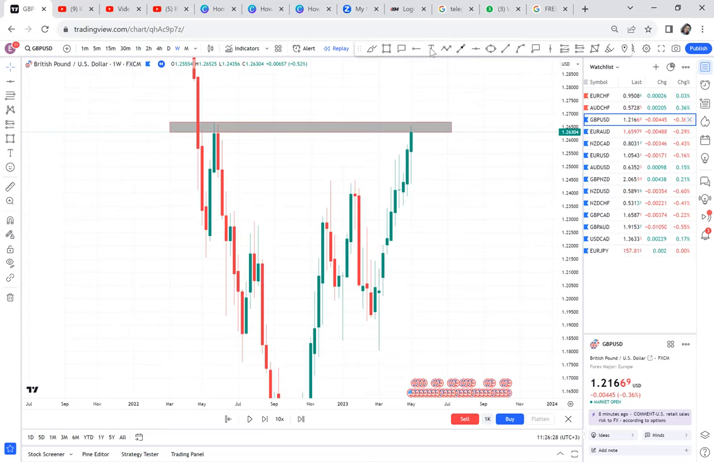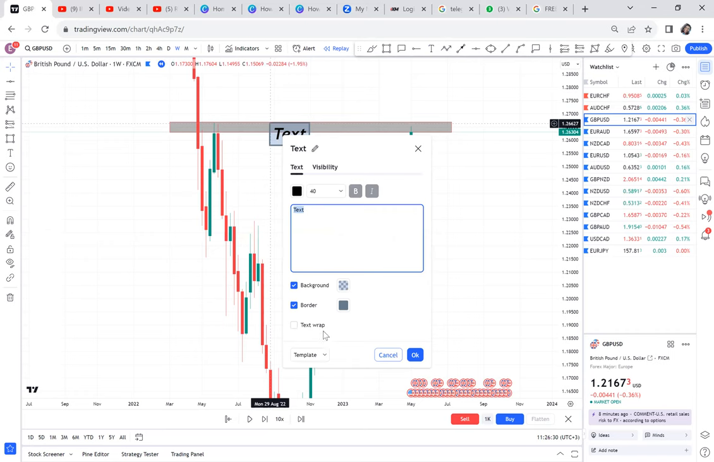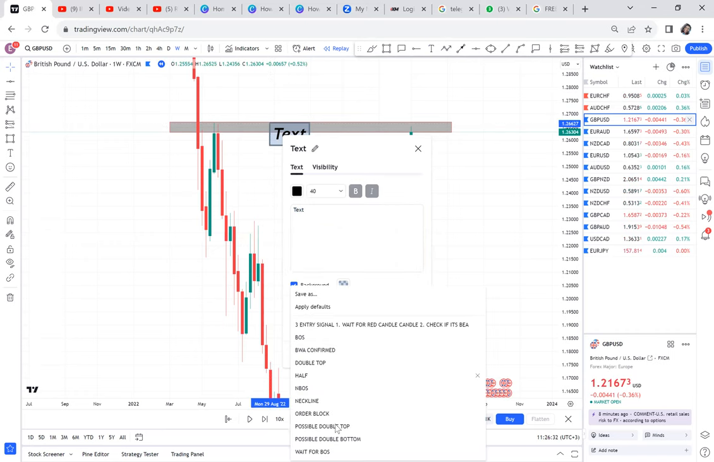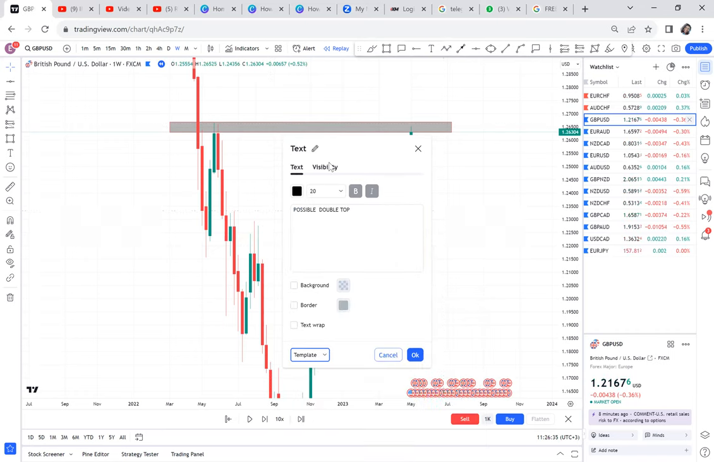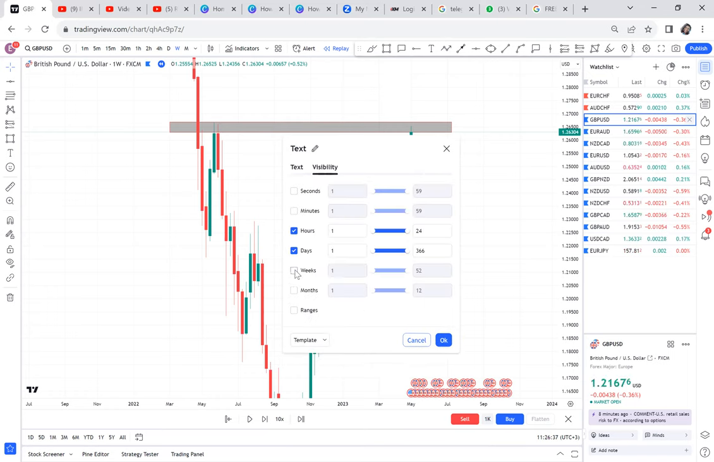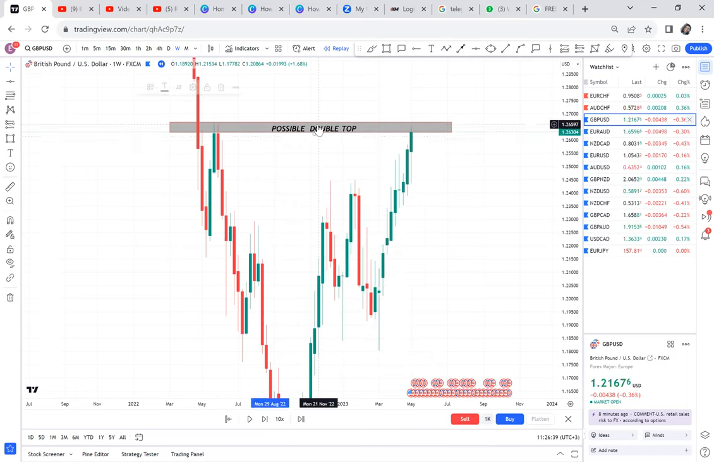So the question is, is it our first pattern in this setup? Once you ask yourself that question, you need to start checking: did I have another pattern before this double top? Where is this double top? Is it the third pattern? Because if it is the third pattern in this setup, trust me, this market can sell and sell crazy.